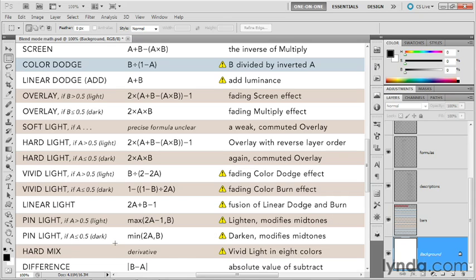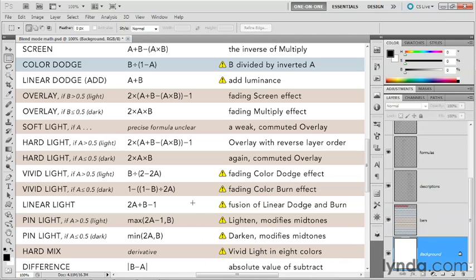And then finally we have hard mix, which is a derivative. What do I mean by that? Well, Photoshop takes the result of the vivid light mode, and then it looks at each one of the independent color channels, and it changes all the pixels in those channels to either black or white. And when those channels merge together, so we have a red channel with just black and white pixels, we've got a green channel with just black and white pixels, and we have a blue channel with just black and white pixels, and that ends up giving us a total of 8 colors in the full color composite image.